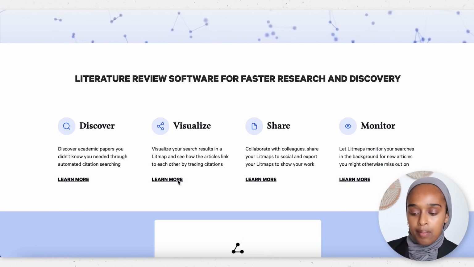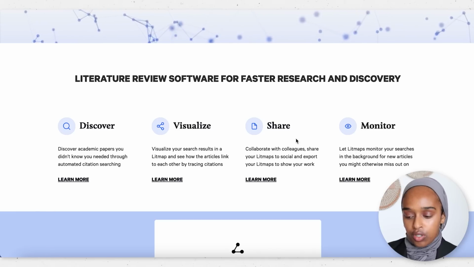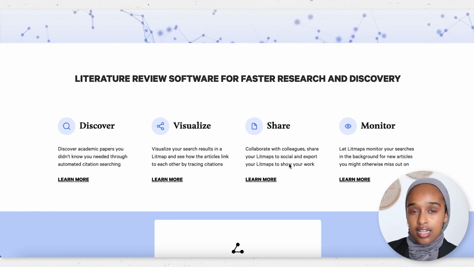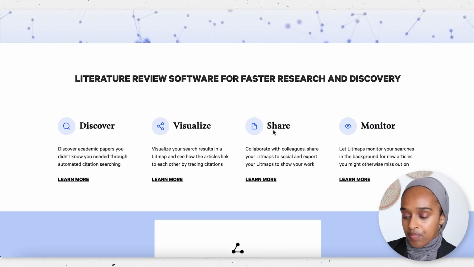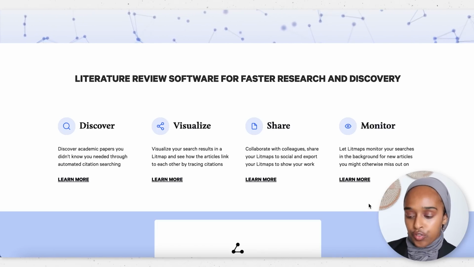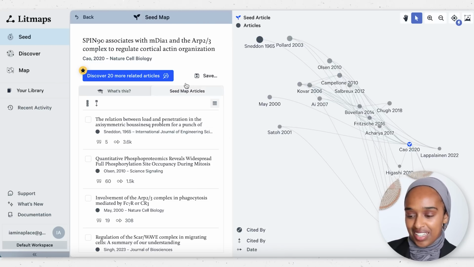You can visualize the map of how other articles join together. You can share it with your collaborators, and you can also export it in a nice way to show what that looks like if you want to include it in your research paper, and also get notifications for it too. So here's an example of what I've done to show you before.